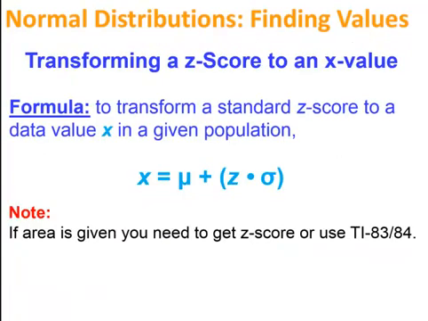When we want to transform a Z-score to an X value or a random variable, the formula to transform a standard Z-score to a data value X in a given population is this: X equals our mean, mu, plus the Z-score times the standard deviation. If the area is given, you'll need to find the Z-score, or just simply use the calculator, the TI-83 or 84, and I will be showing you how to do that.